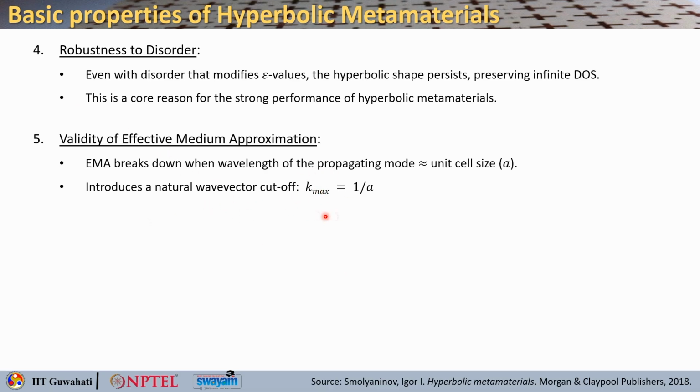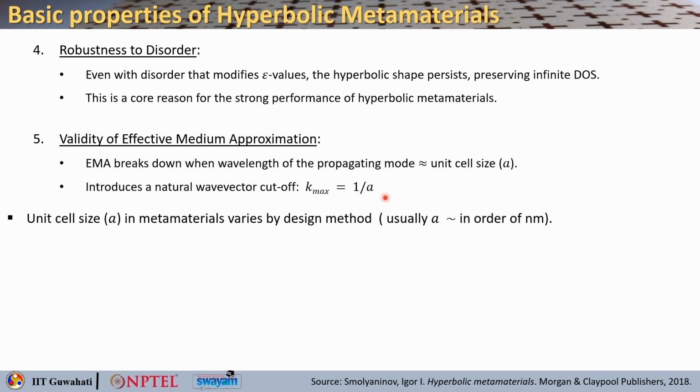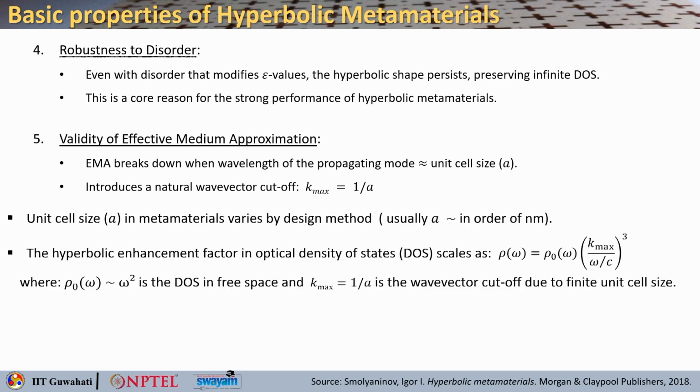You can consider K max to be 1 by A. So, this unit cell size A in metamaterial typically varies with the design. Normally, we will see that A is in the order of nanometer. So, the hyperbolic enhancement factor in the optical density of states will scale as rho omega, which is rho naught omega K max divided by omega by C whole cube.